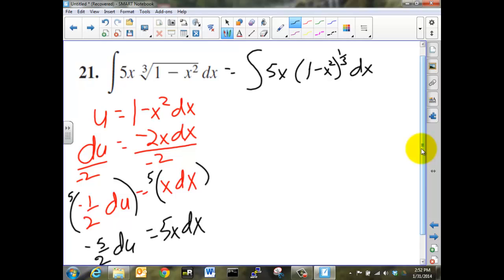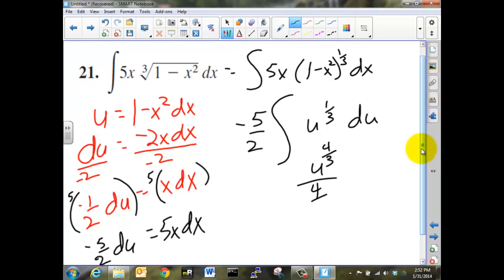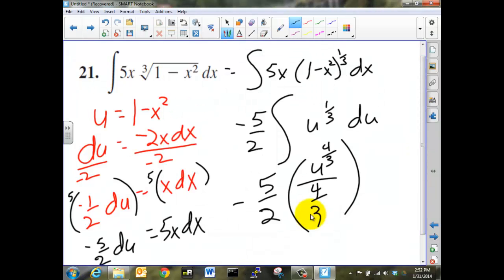Exactly. So now when I integrate, I have negative 5/2 times the integral, and 5x dx just becomes du, and it becomes u to the 1/3. When I integrate, that's u to the 4/3 divided by 4/3, all with a negative 5/2 out in front. That's a bunch of ugly stuff to do. Why do you have dx for the u? I shouldn't. Okay, there we go.